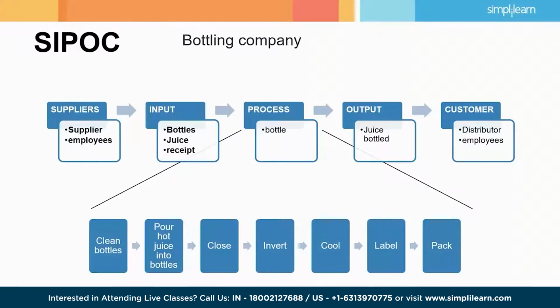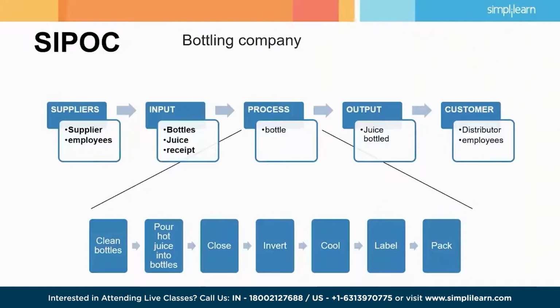So we have our process for bottling, and the process for bottling has suppliers. It may be a bottling company, or it may be employees. The suppliers and employees provide inputs. Those inputs are bottles, juice, and recipes that will enable me to bottle the juice in the bottle. Then, once I finish the process for bottling, I have the output, which is the juice bottle, and the customer, which is the distributor, who is going to distribute my juice, or the employees that may drink it.